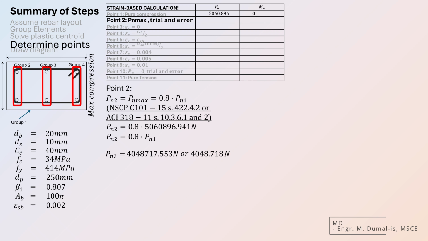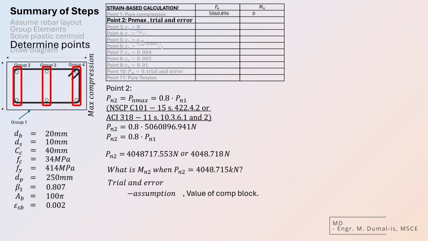Under this provision, the axial load Pn2 is equal to 0.8, or 80%, of Pn1. The corresponding moment Mn2 is unknown, and that's what we aim to compute. We can use the first method, which involves assuming a value for the neutral axis depth c and adjusting it until the computed axial force matches the target.